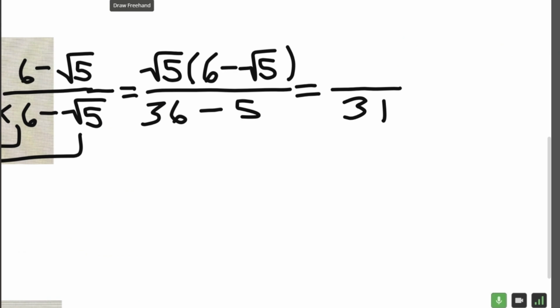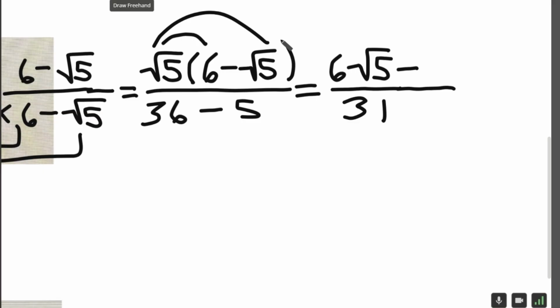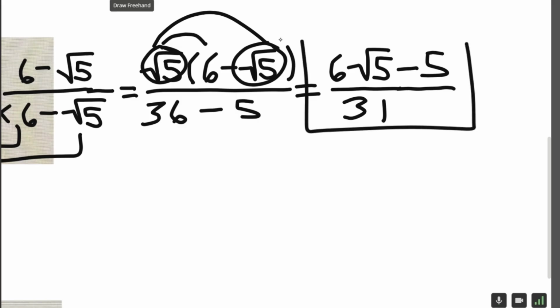Now, let's do some distribution on the top for the numerator. That's 6 square root of 5, and minus 5. Why is that? Because we got square root of 5 times negative square root of 5 is a minus 5. That is the most we can simplify. 31's a prime number. Doesn't really matter if we distribute anything out. We can't really do anything else.